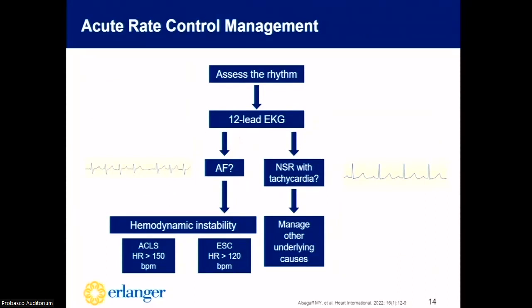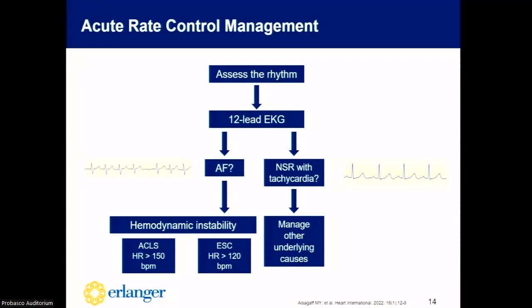So initially when this patient presents, you're going to assess the rhythm. You're going to do this using a 12-lead EKG, and you're going to really be determining, do they have atrial fibrillation or do they have normal sinus rhythm with tachycardia? If they have normal sinus rhythm with tachycardia, then you're going to be managing the other potential underlying causes for that tachycardia. So electrolyte management, managing other underlying medical conditions, or even potentially assessing if there are medications that could be contributing to this tachycardia.